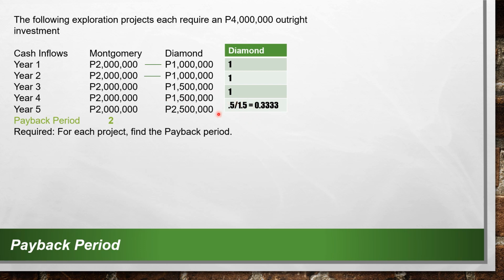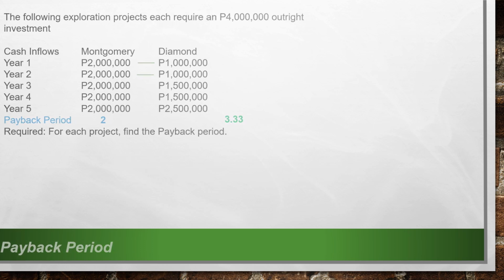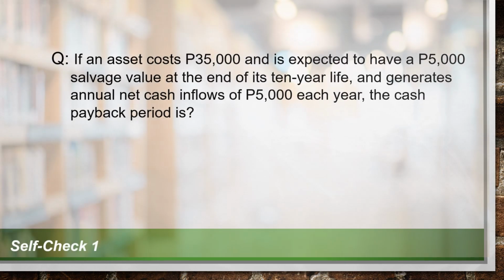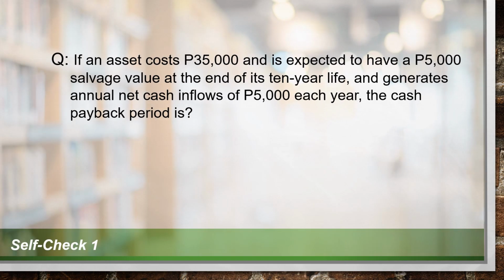So we get 500,000 divided by 1.5 million, we get 0.33. So for Diamond, our payback period would be 3.33. A self-check question. So this is self-check question number 1.